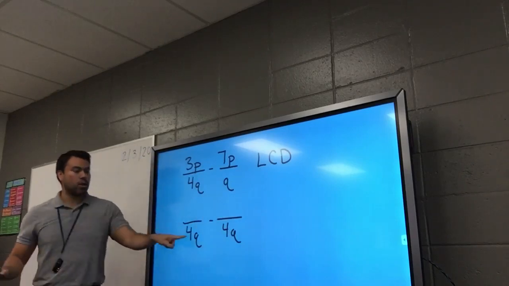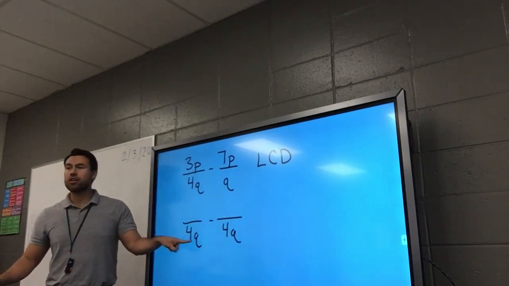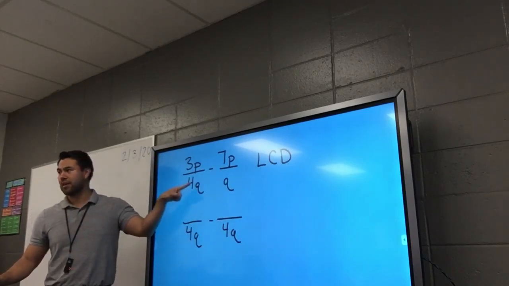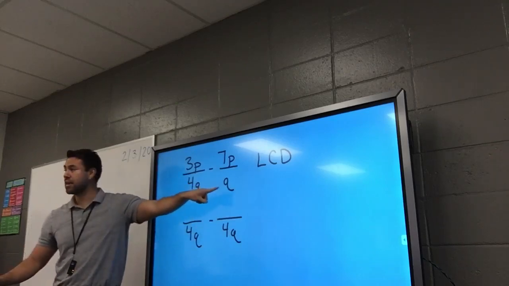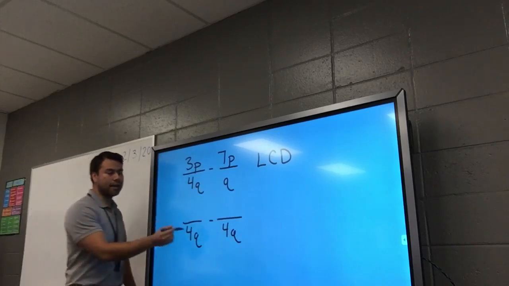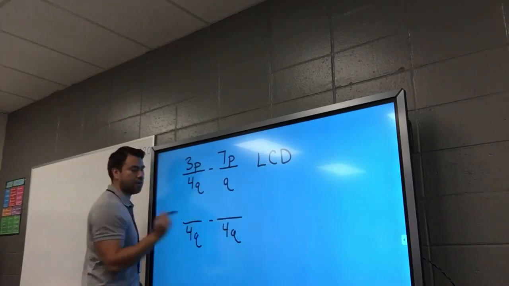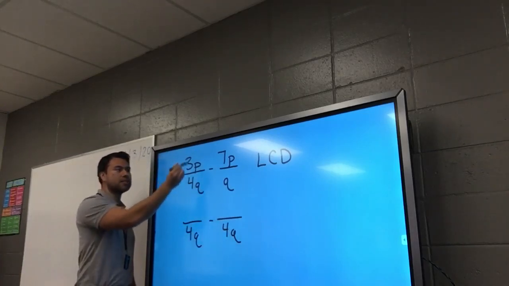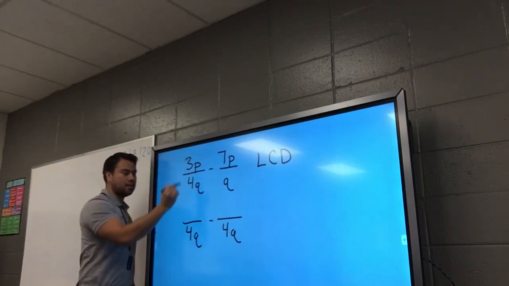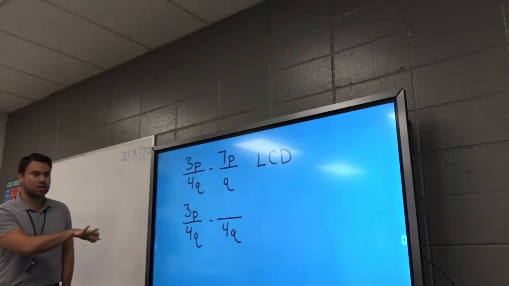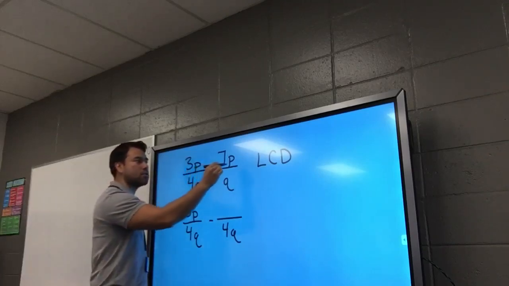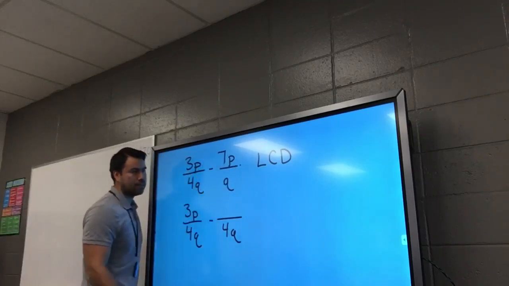So can I do 4Q divided by 4Q evenly? Can I do 4q divided by q evenly? Yes. So that's my LCM of the denominators. Did I have to multiply this fraction by anything? No, you can say by 1, which is what you're going to do every time, but that still leaves you at 3p. What do I multiply the second fraction by?